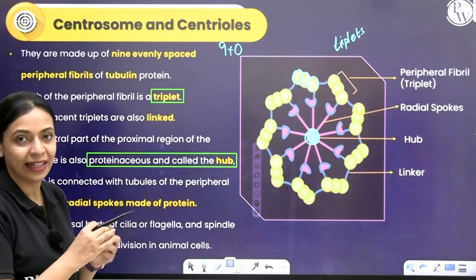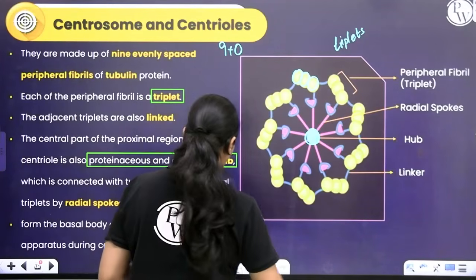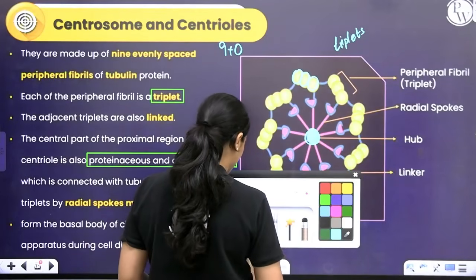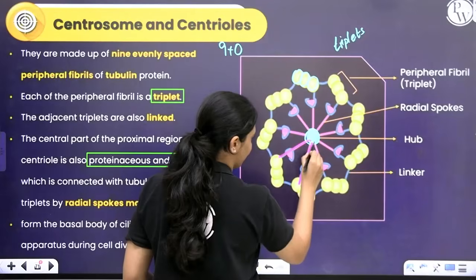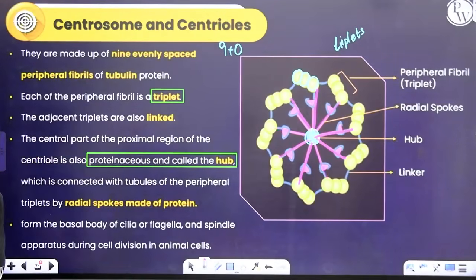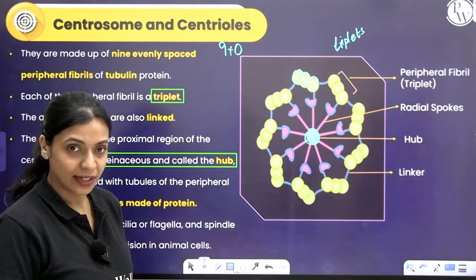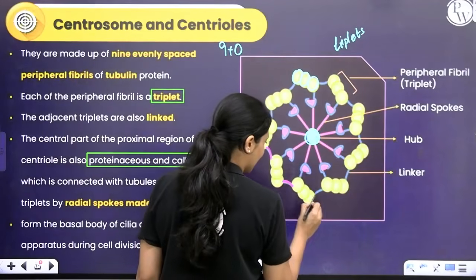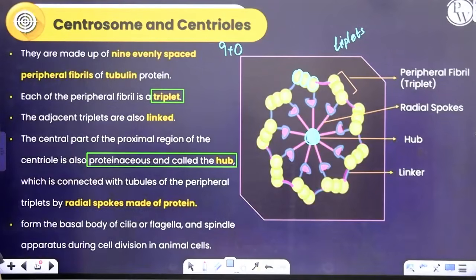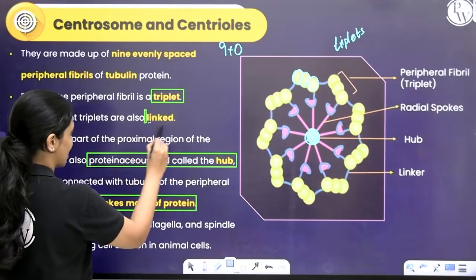Similar to how you had radial spokes connecting the central sheath to the peripheral doublets in cilia and flagella, over here also you have radial spokes present that connect the central hub to the peripheral triplets. Similar to how there was a linker present between adjacent neighboring doublets, here also you have a linker present between adjacent triplets. It's the same thing. Radial spokes are made up of protein. Adjacent triplets are also linked.